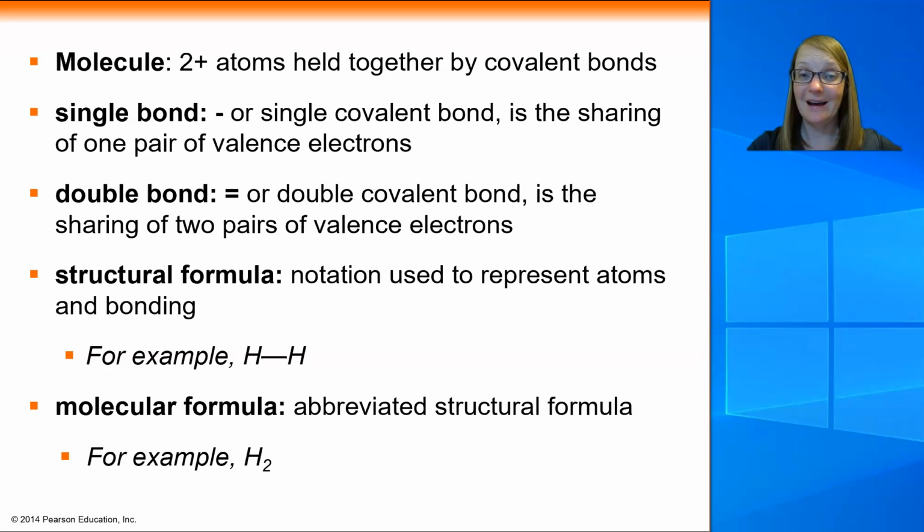Now, you can have single or double covalent bonds. When you have a single covalent bond, this is where you have sharing of only one pair of valence electrons. If you've got a double bond, this is where you're sharing two pairs of valence electrons, meaning 4 electrons total are being shared between the two atoms.